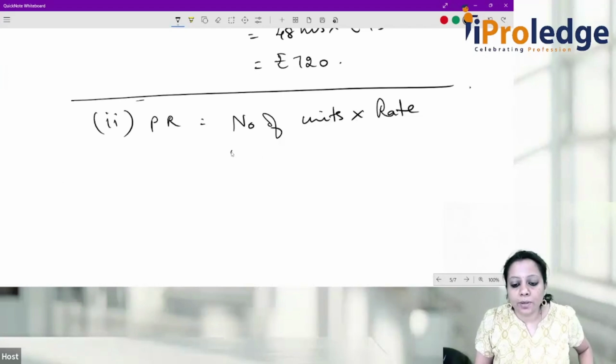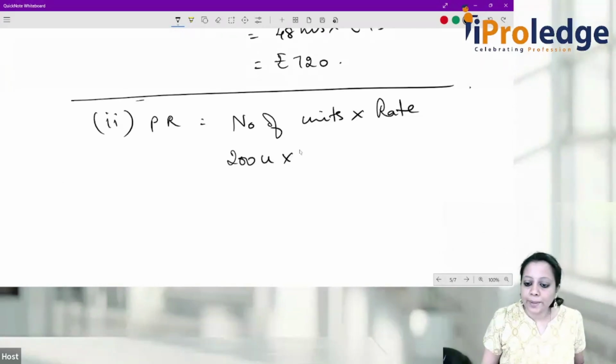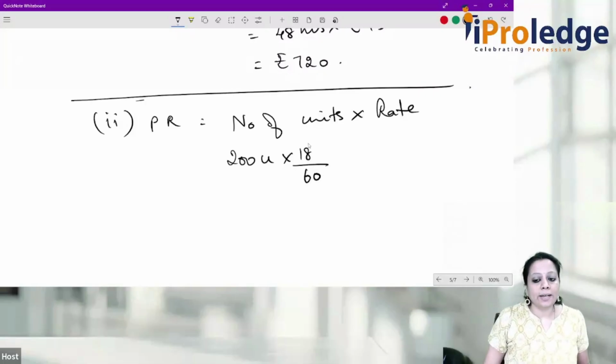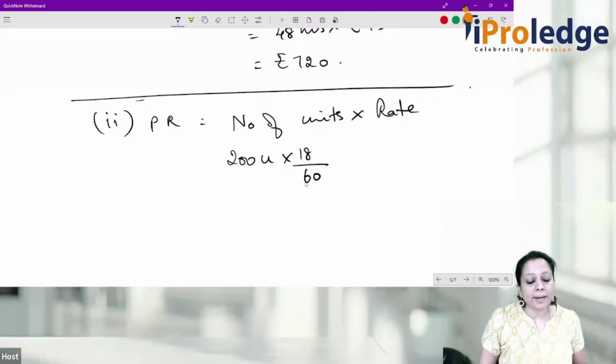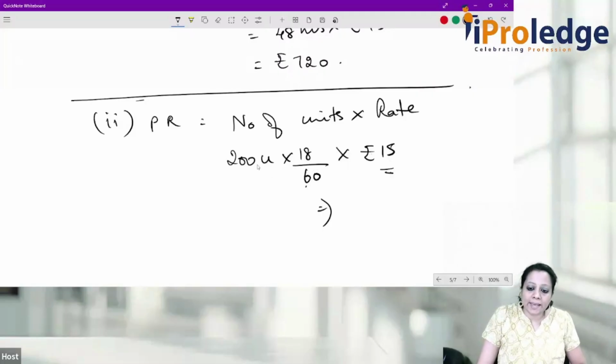Okay. So now 200 units, all of you can see, into 18 divided by 60. Because for 1 unit, I'm taking how many minutes? 18 minutes. So how much of an hour I'm taking? 18 divided by 60 into 15. Ma'am, why are you converting this also? Because I'm having 15, no? That is the rate I'm having. So I'm converting that piece into hours. That is all I can do. So 200 into 18 divided.